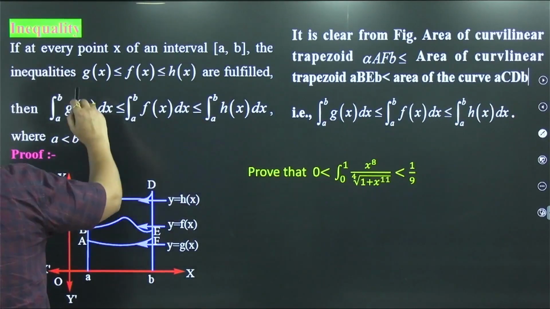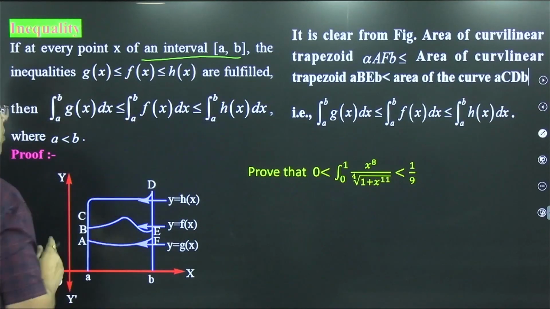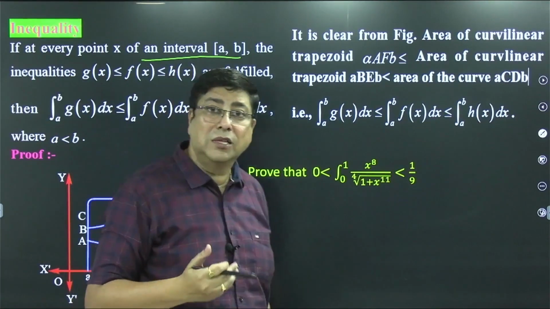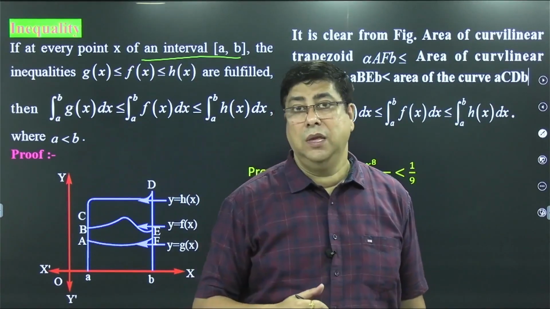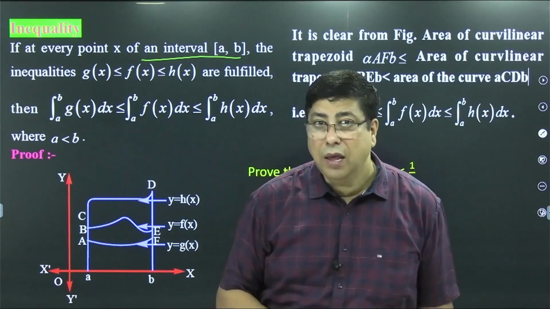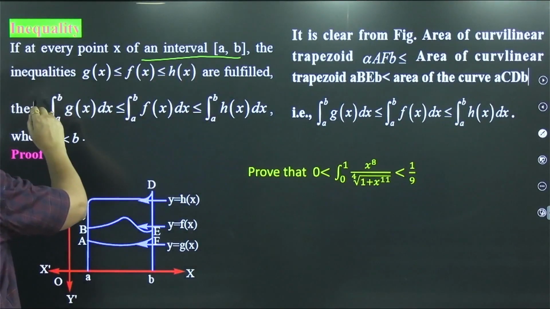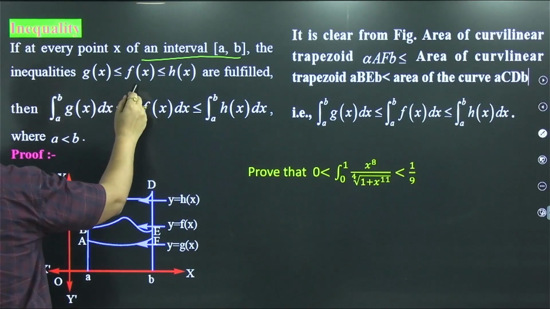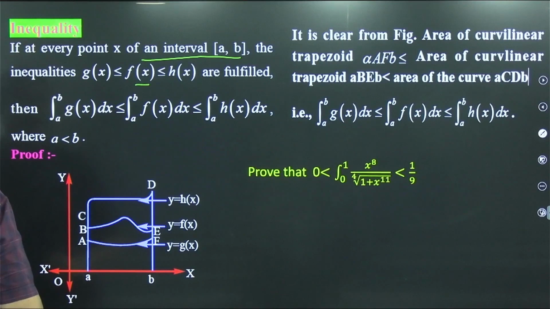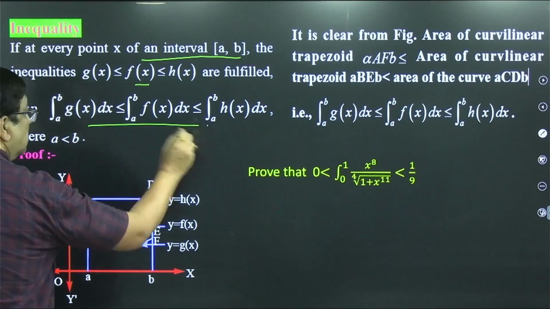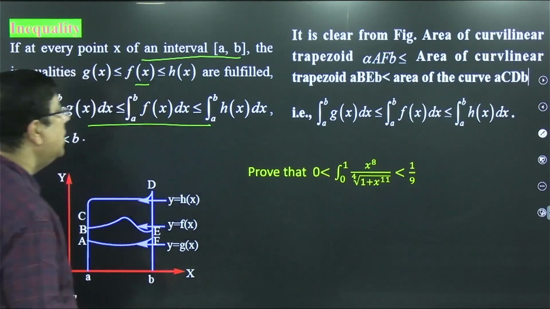If at every point x of an interval a to b, everybody, what is x? Remember one thing, x is the variable, x is between a and b, in this case any number between a and b. So if at every point x in the interval, the inequality is f(x) lying between g(x) and h(x), therefore their integral is also in the same place. Okay. The proof is this.